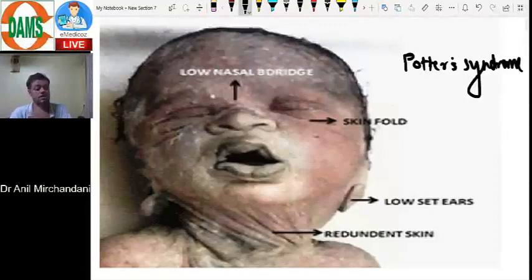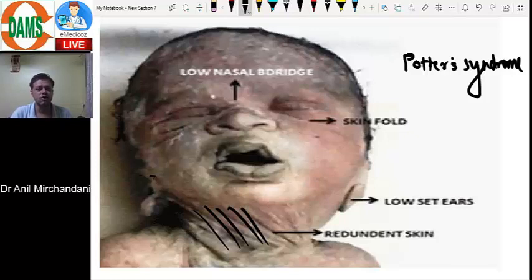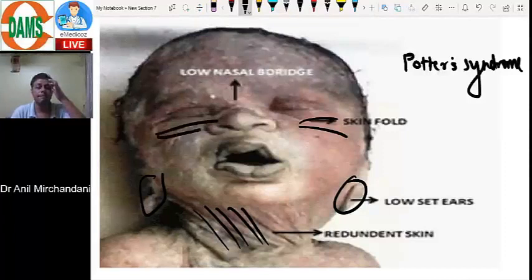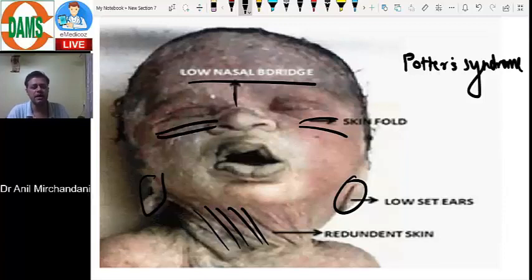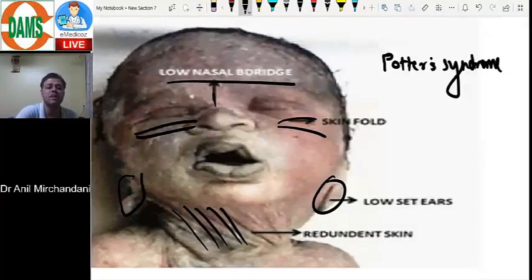You can see that there are skin folds, skeletal deformities, low set ears, low nasal bridge. There would be lung hypoplasia as well. Baby will die just after birth. Potter's syndrome. Now this is one of the congenital anomalies.